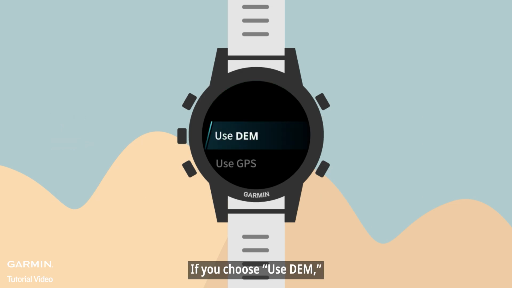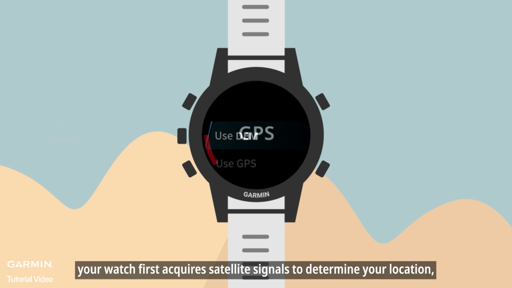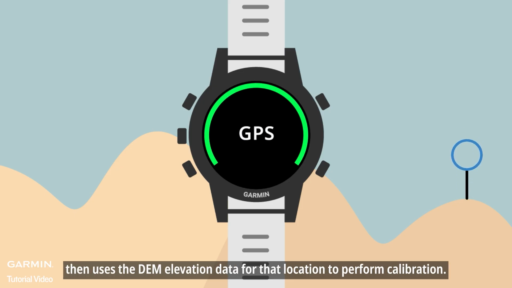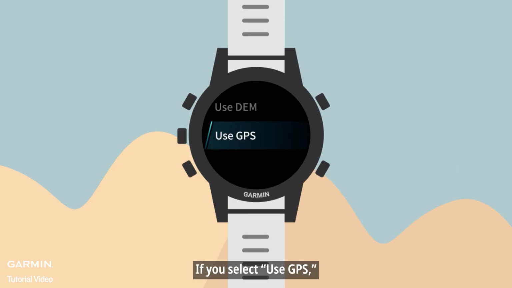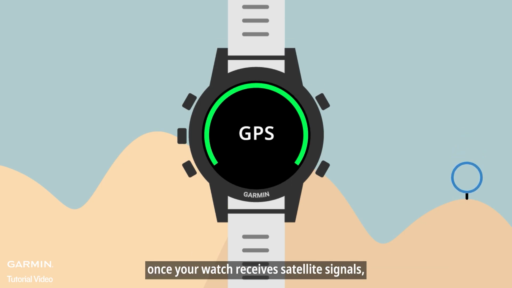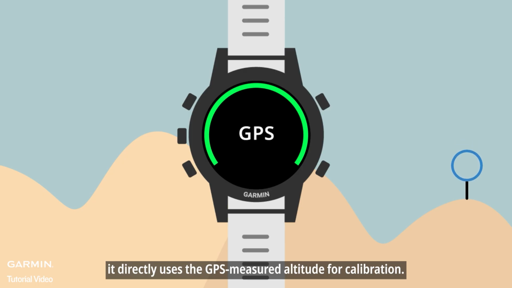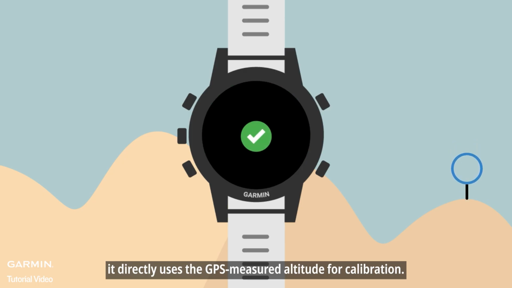If you choose Use DEM, your watch first acquires satellite signals to determine your location, then uses the DEM elevation data for that location to perform calibration. If you select Use GPS, once your watch receives satellite signals, it directly uses the GPS-measured altitude for calibration.